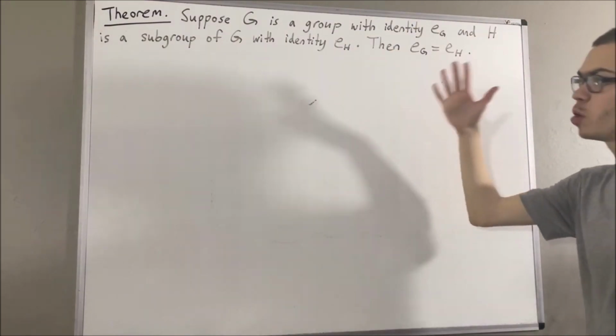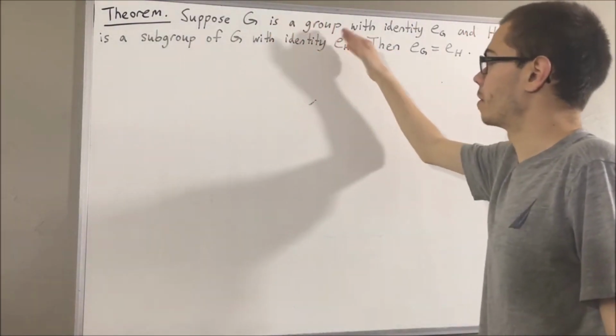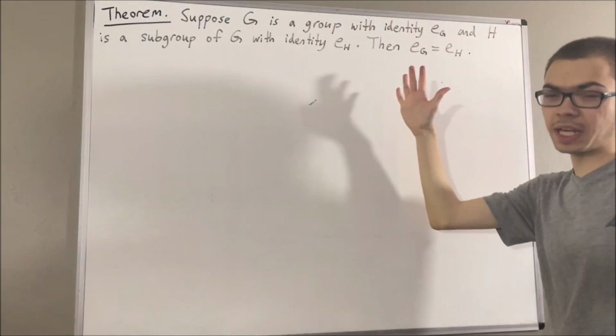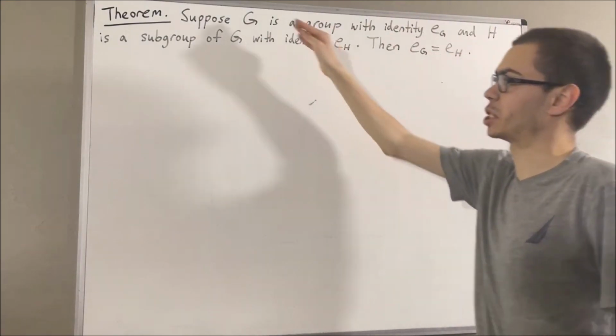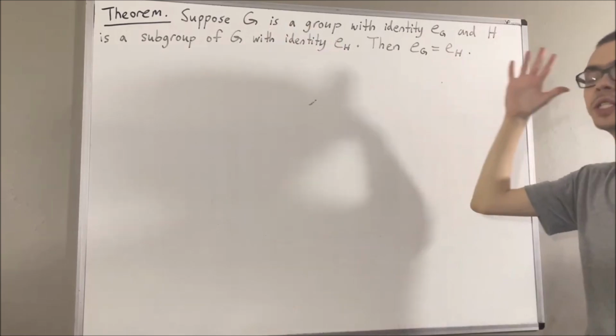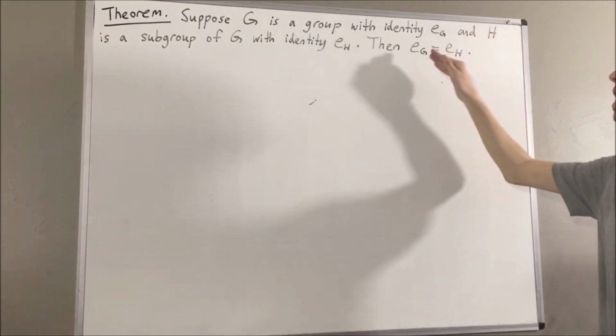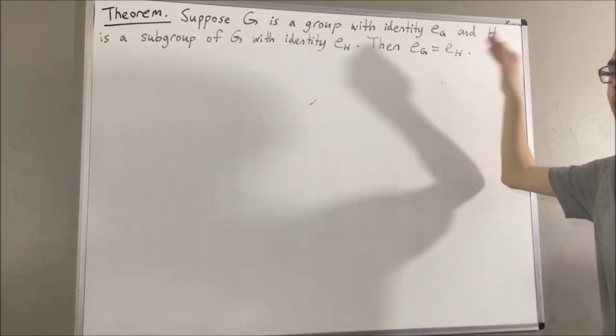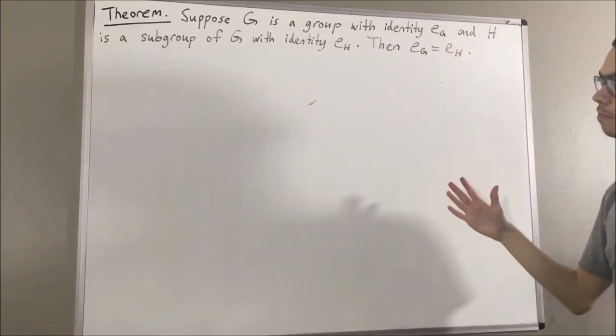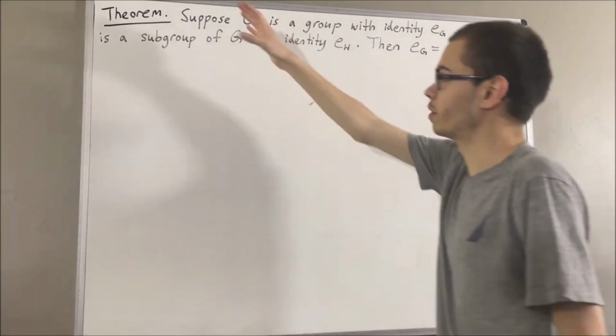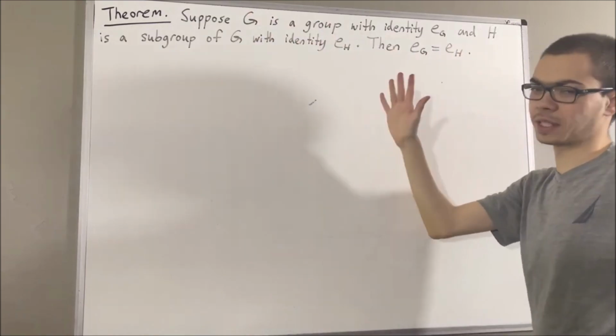In other words, we are proving that if G is a group, then all of its subgroups have the same identity element as G. So we don't need to distinguish between the identity element of G and the identity element of any of its subgroups. Now, before we get into proving this theorem, let's first remind ourselves of some things.